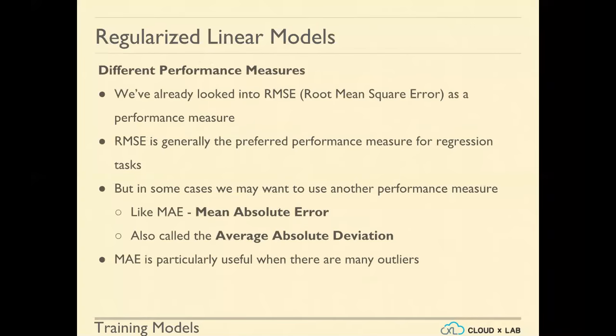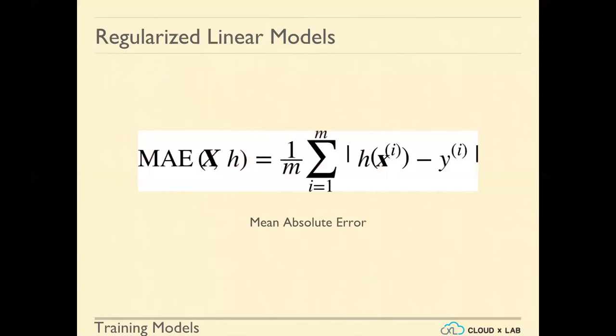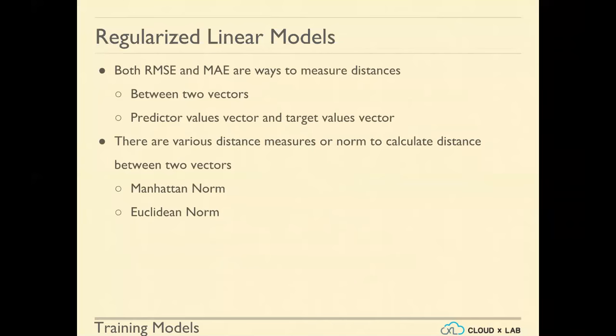So both root mean square error and mean absolute error are ways to measure the distance. Average absolute deviation and mean absolute error are two ways to measure the distance between two vectors.